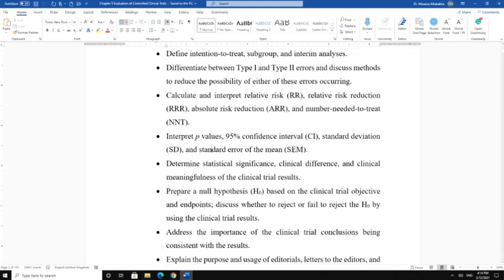Also, you need to determine if there is statistical significance between two treatments, and if there is a clinical difference. Not every statistical difference is a clinical difference. Also, you need to say whether the results are clinically meaningful. You can end up with a case where there is no difference between the two groups, yet there is a clinical meaning to the clinical trial results.